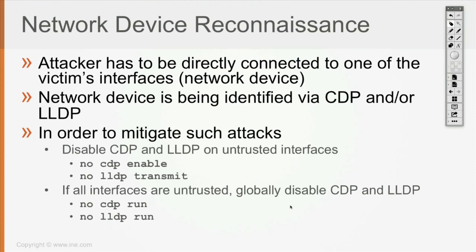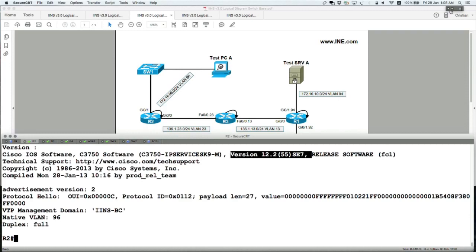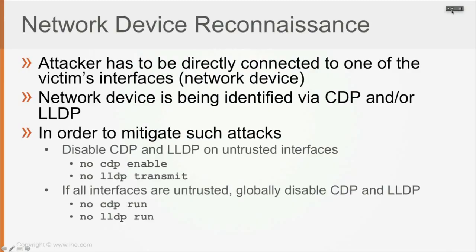So clearly, in order to mitigate against such attacks, the only thing you have to do is to either globally disable LLDP and CDP, or only disable those on untrusted interfaces. If you disable CDP and LLDP per interface, you just say no cdp enable and no lldp transmit. So that's going to be the CDP command disables CDP completely both ways. The LLDP command disables only transmission of LLDP packets, but not receipt of LLDP packets.